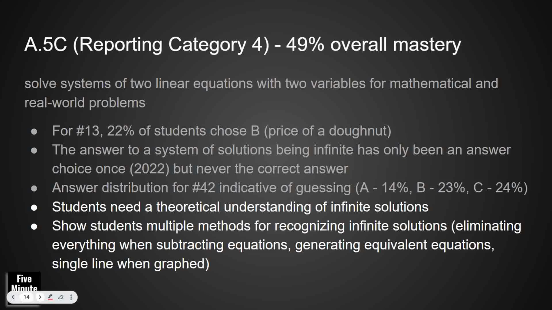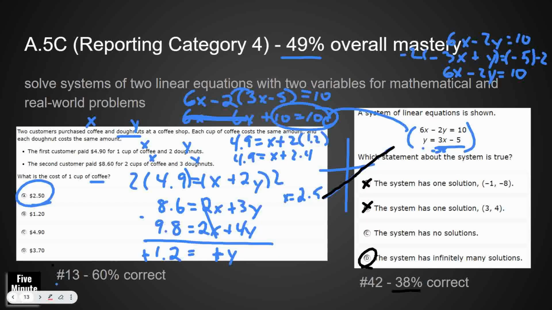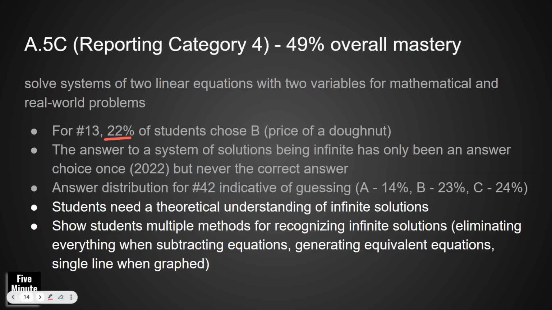So 22% of our students for number 13 chose B. So 22%, and they might have done what I did. They solved for the easiest one to solve for, which in this case they solved for y. They got our 1.2, and they said, hey, that's the answer. Always got to go back and look to see what you solved for. In this case, I solved for the donut, not for the coffee, so I had to do a little bit of extra work to find it. And 22% of our students got tripped up by that.